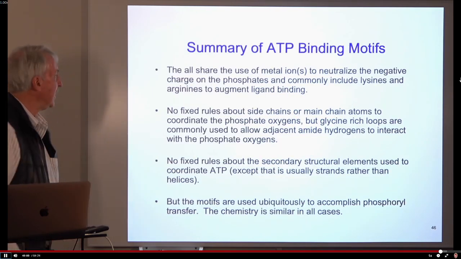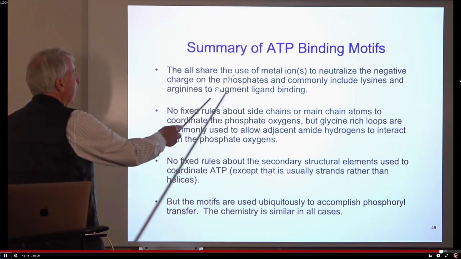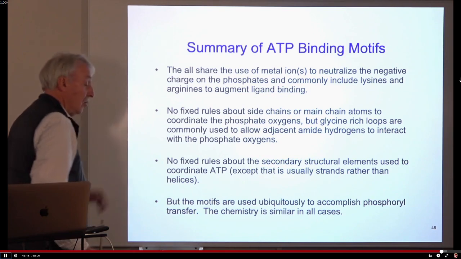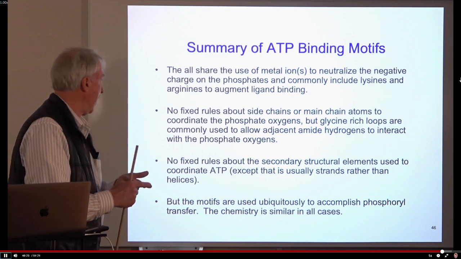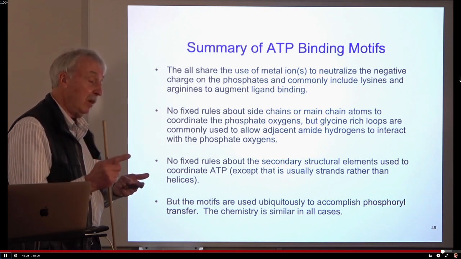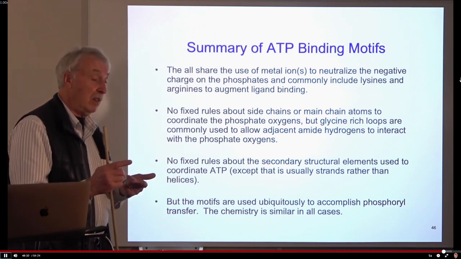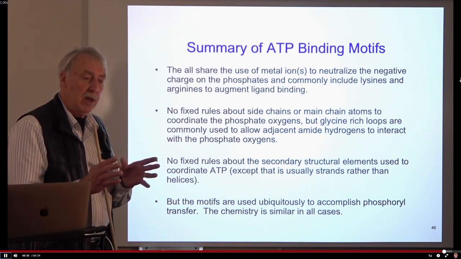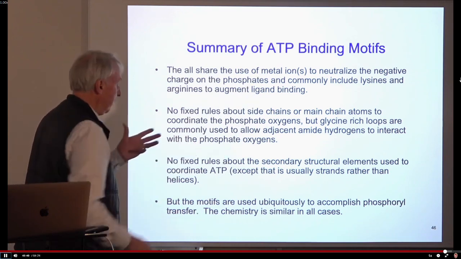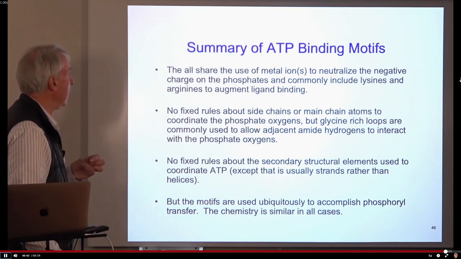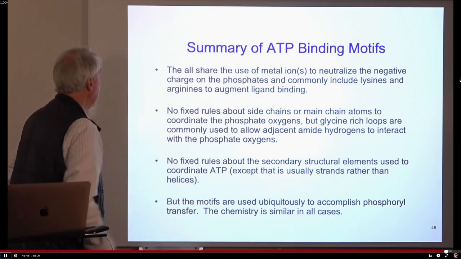So the summary of ATP binding motifs. And again, this is the big picture, and this is really important. They all share the use of metal ions to neutralize the negative charge. So in the case of the P loop, the negative charge is stabilized by metal ions. But the terminal lysine of the P loop motif is involved in neutralizing the charge on the gamma and beta phosphate. So they all contain components that neutralize the 4 negative charges that are present on the triphosphate moiety. And there may be one or more metal ions depending upon the class.